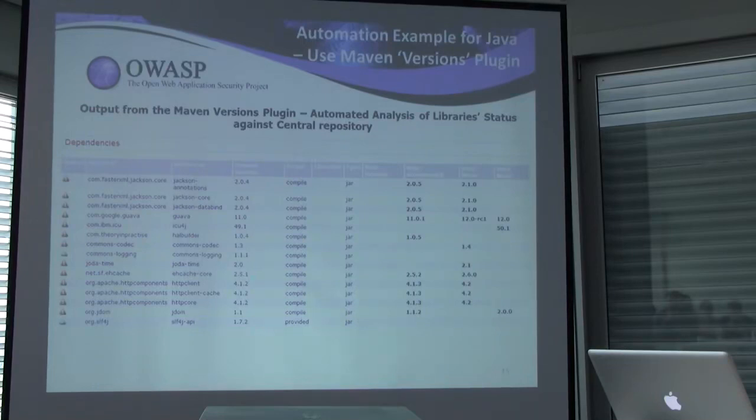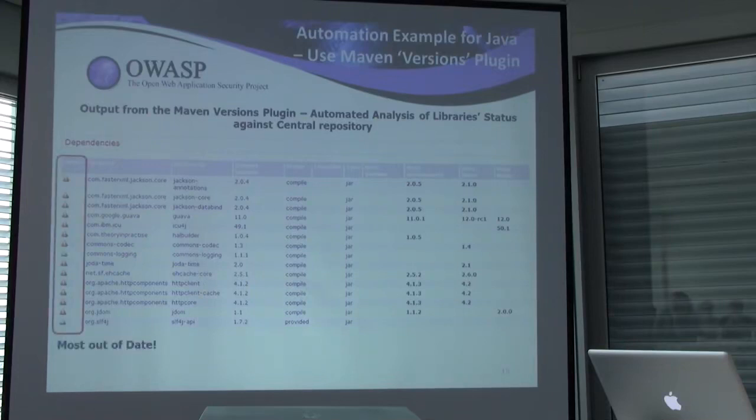And there's a plugin for it called Versions. So in the Versions plugin, you go into Maven, you install it, and you configure it, and you say, I want to run versions whenever you want. So you can say, whenever I hit this button, or every night, or every time I build the software, whatever. And it produces this nice report.